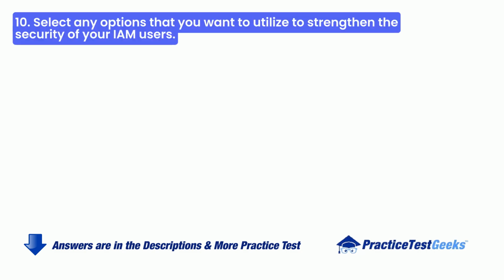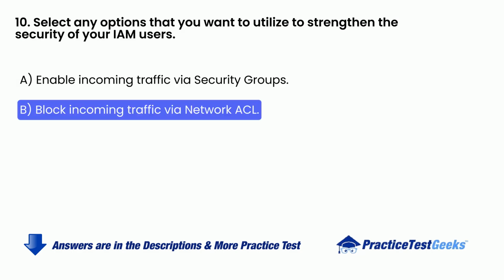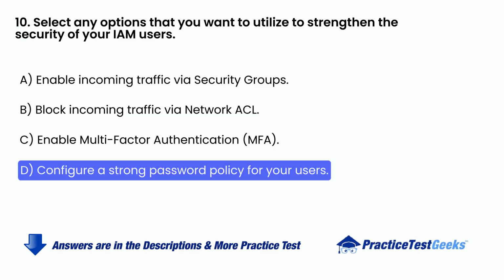Select any options that you want to utilize to strengthen the security of your IAM users. A. Enable incoming traffic via security groups. B. Block incoming traffic via network ACL. C. Enable multi-factor authentication. D. Configure a strong password policy for your users.